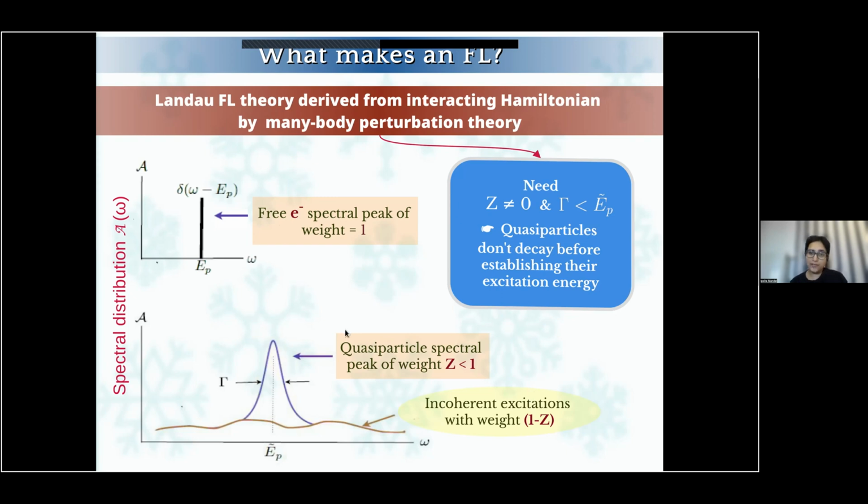Now, to have a well-defined quasiparticle description, we must have the conditions that the quasiparticle weight Z should not go to 0, and the width of the peak, which is given by gamma, must be much less than the typical energy of the quasiparticle, which just means that the quasiparticles must not decay before establishing their excitation energy. So if these conditions are fulfilled, then we have a well-defined Fermi liquid system.